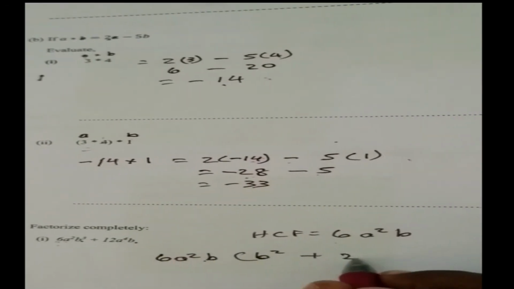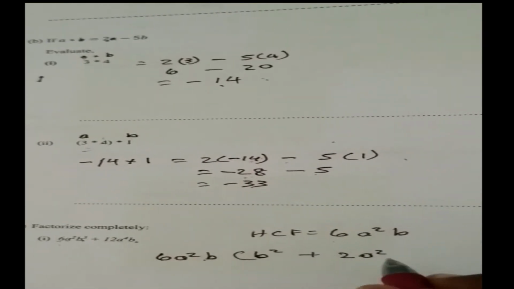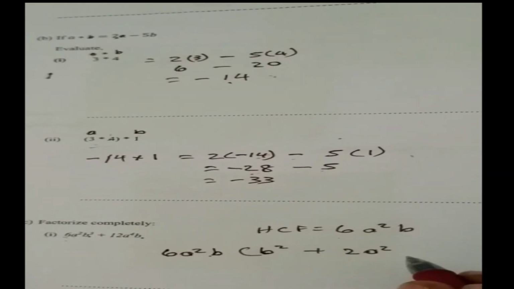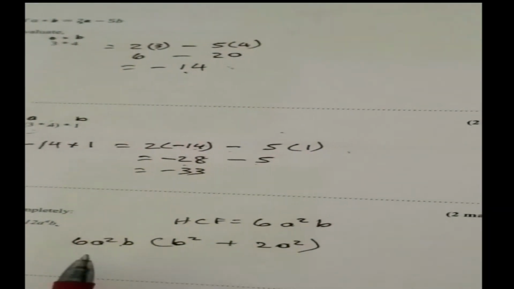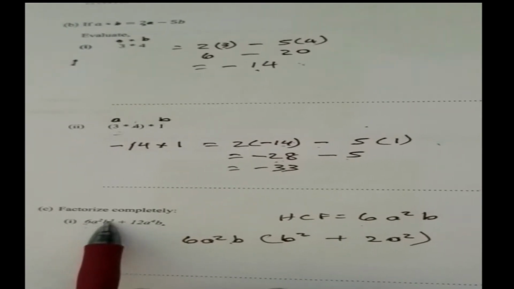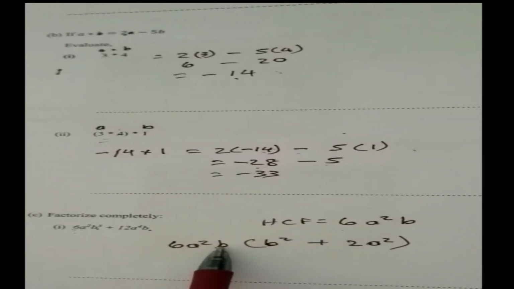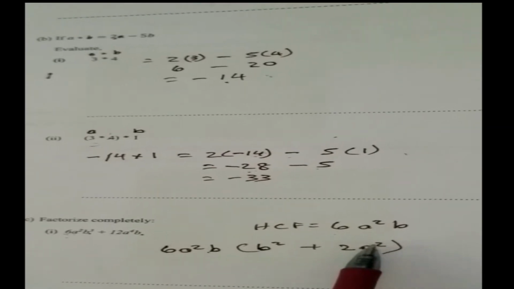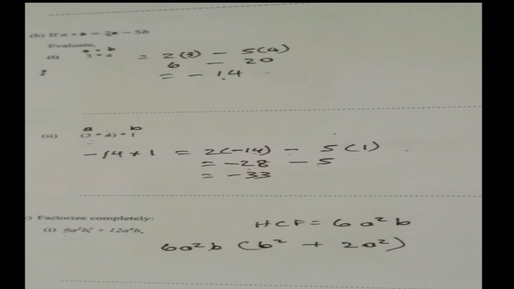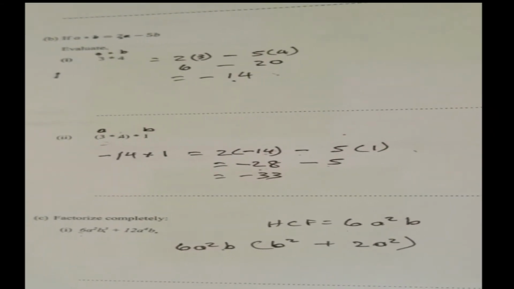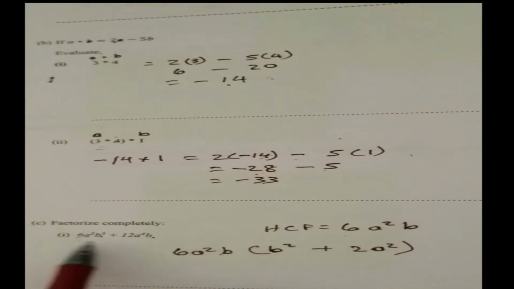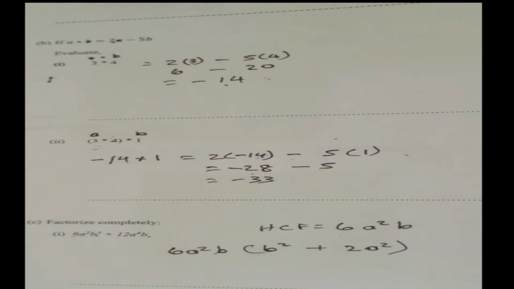That will give us 2a squared. All right, and so what we realize is that if we have 6a squared b times b squared, we get back our 6a squared b cubed, and 6a squared b times 2a squared will give us back the 12a to the fourth b. And that is what we needed to do to factorize: find the highest common factor in both these terms, and then we could factorize them completely.